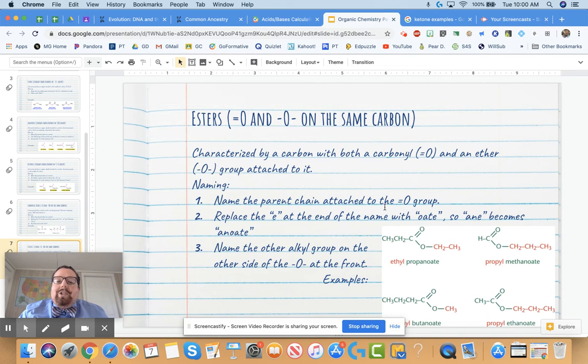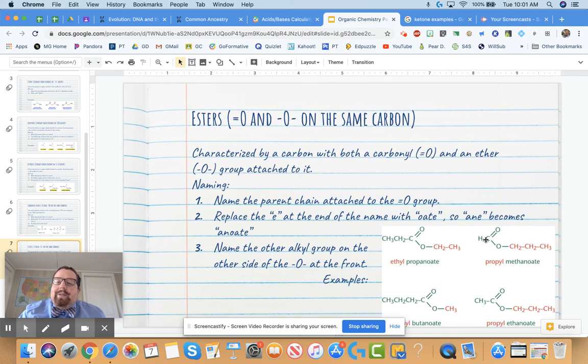We're going to name the parent chain that's attached to the double bonded O group, change the E at the end of that to oate, so that ane becomes anoate, and then name the alkyl group on the other side of the O at the front. So over here, our chain attached to the double O is propane, because there's 3 carbons. Change the ending of that, so it's propanoate. And then on the other side of our O here, that's an ethyl group, so it's ethyl propanoate.